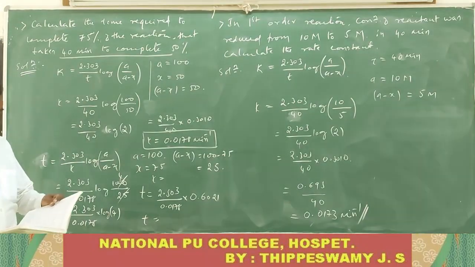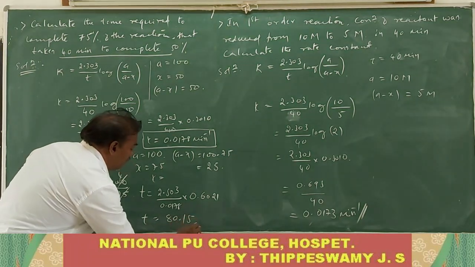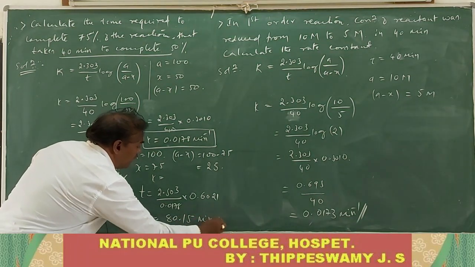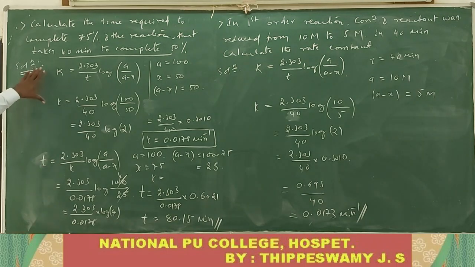The answer that is 80.15, that is minutes you are getting. So this is the final answer, and this kind of question will be appearing in the PUC level exam. It is very important and compulsory numericals will be asked. You should know very well.